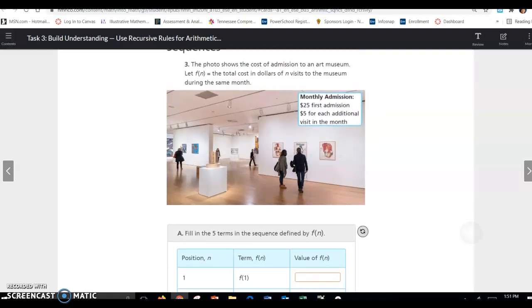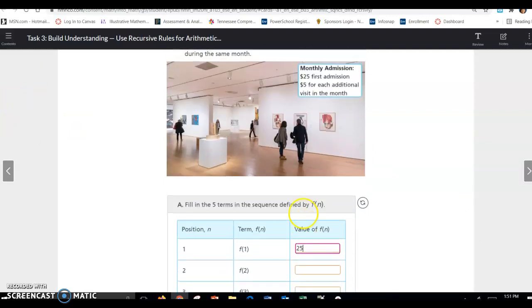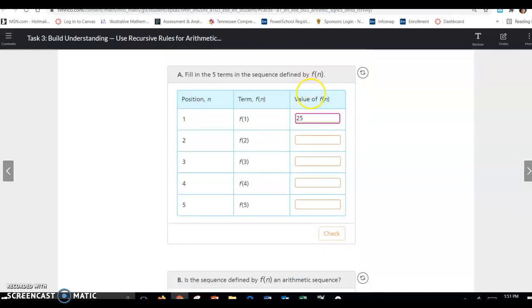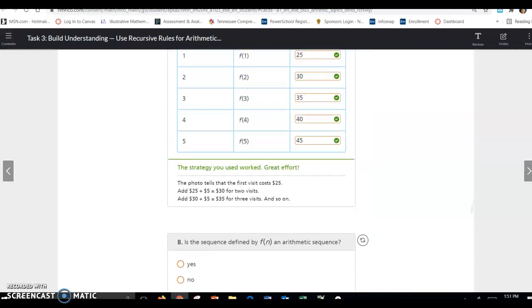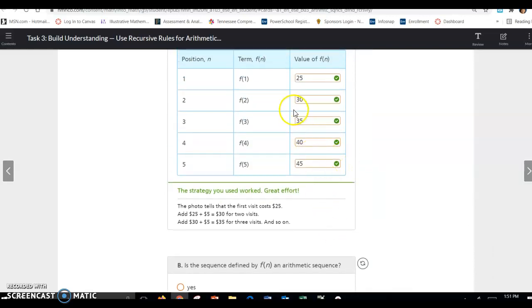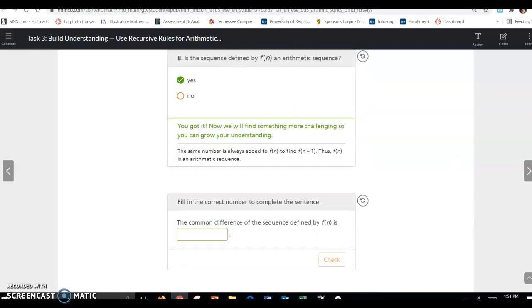So f of 1, so your first visit is $25. Then you add $5 for each additional visit. So it's going to be 25. The second visit would be 30. And then 35, 40, and 45. Is the sequence defined by f of n arithmetic? If we add the same common difference, we added 5 each time, then that makes it arithmetic. So yes, this is an arithmetic sequence.